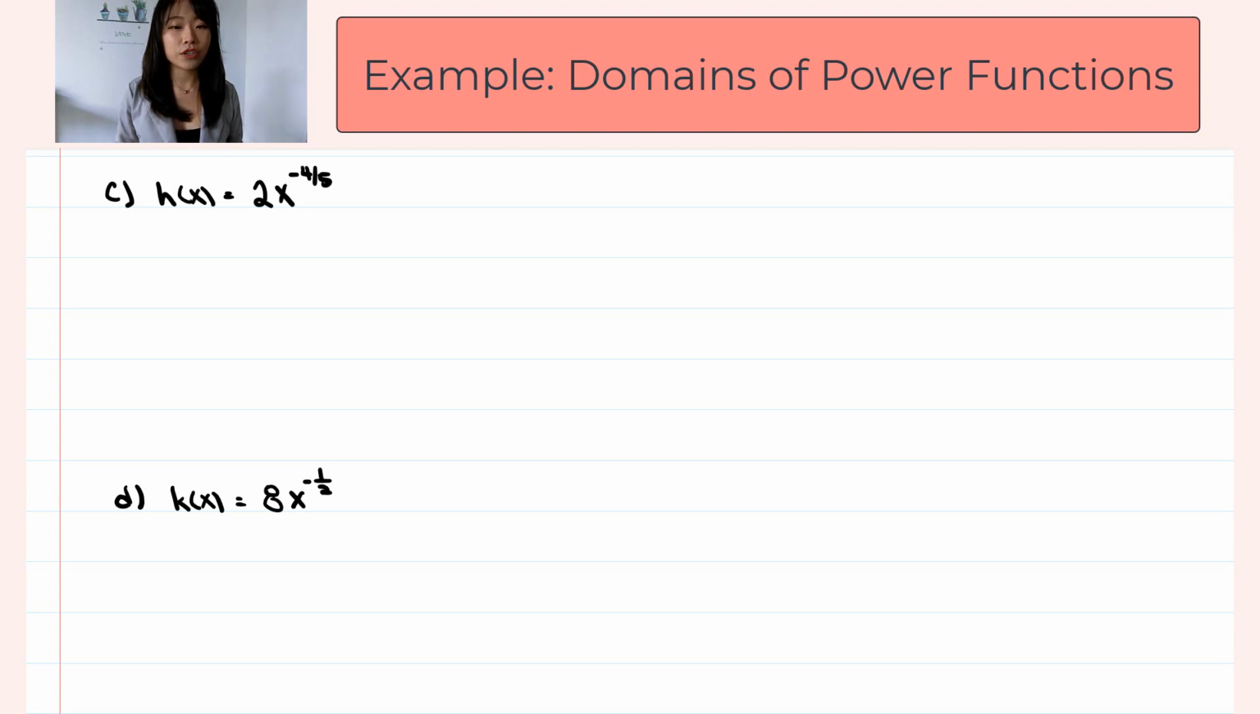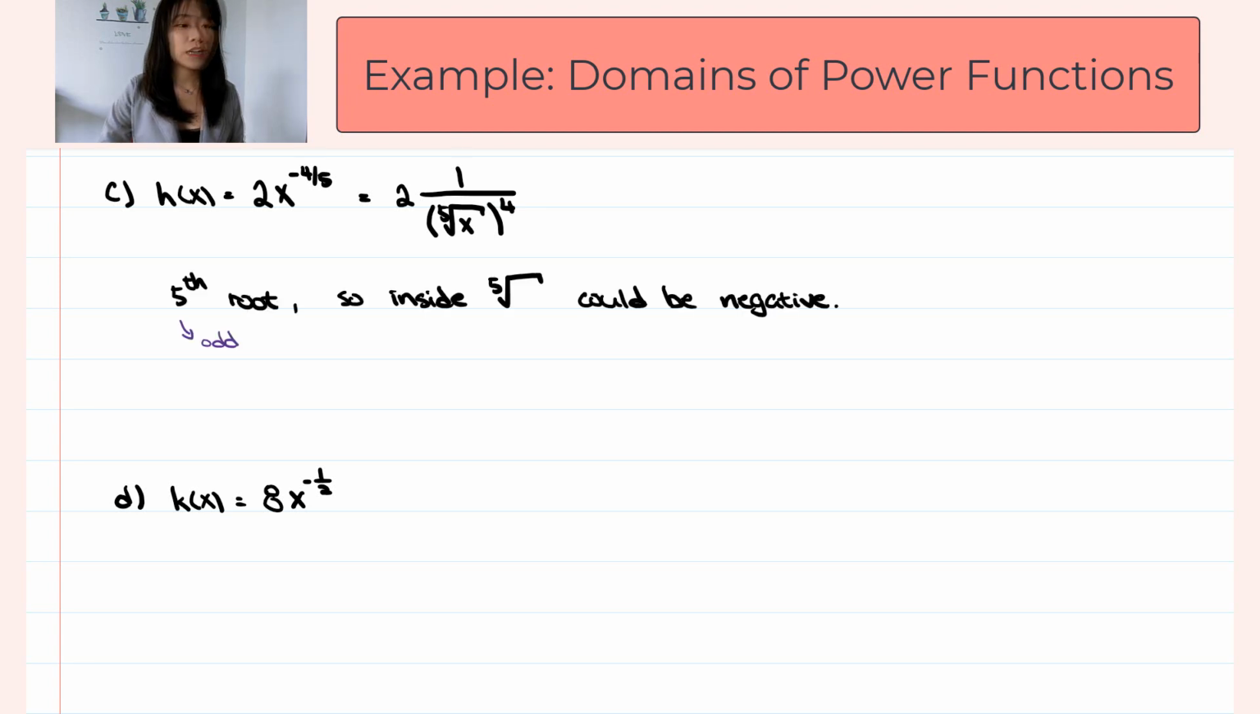Again, let's rewrite the function so that any root or denominator are visible. The coefficient remains the same, 2, and the exponent is negative, so I can write that in the denominator. 1 over, then the exponent would be 4 over 5, which means it is a fifth root of x, and this to the power of 4. Since the fifth root is an odd root, what's inside an odd root could be positive or negative. So x could be either positive or negative.